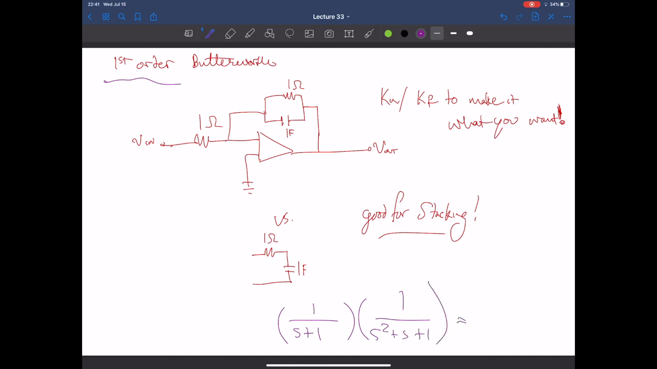And as a matter of fact, guess what? This is our third order Butterworth, right? So what if I had this? Now, from here, you have that whole ladder diagram, right?